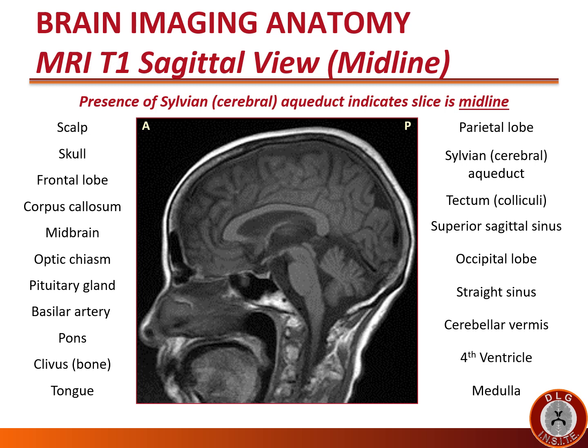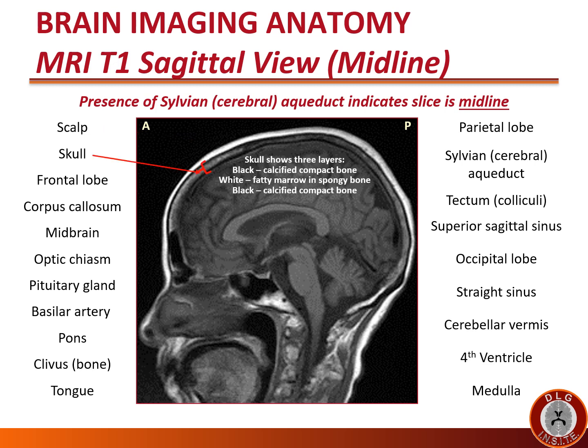Pause for a moment and see if you can identify the structures listed on this slide before proceeding to the next slides. Fat is hyperintense or white on a T1 image. So the outermost white band in this image is the scalp.